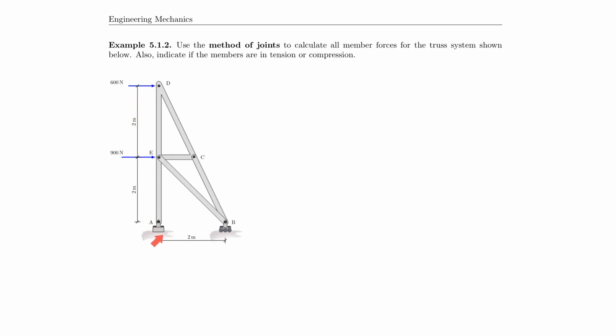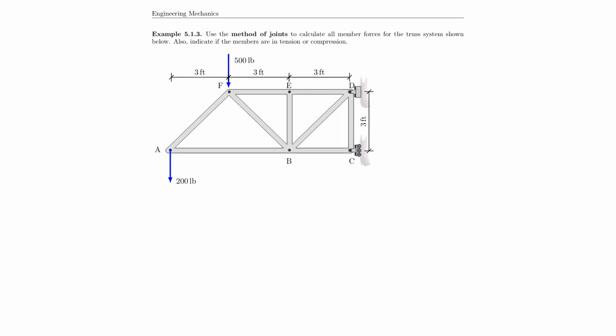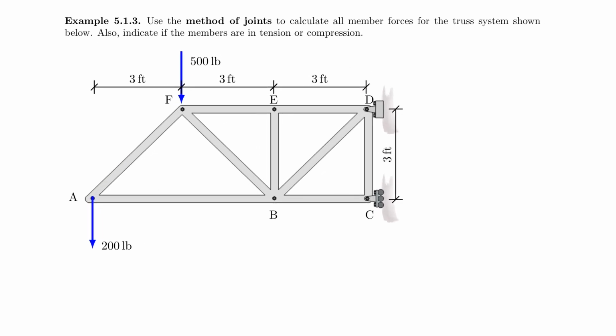I would find my external forces first and then cut my way around the system and work my way in. But I leave this for you and your study group to practice, and I will actually go ahead and solve this problem with you or for you. So let's look at it again. As everywhere in this lecture, we're dealing with the method of joints, not the method of sections. And now we are asked to find all the member forces. And I will now show you how to do this.